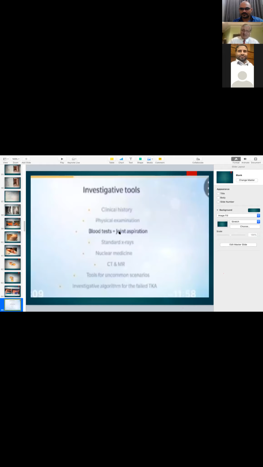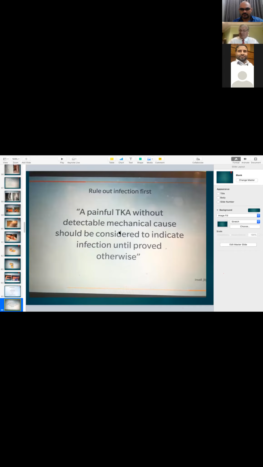Then we go to another tool, blood test and joint aspiration. I don't want to concentrate on it because of the infection. We have talked a lot about this. A painful total knee without a detectable mechanical cause should be considered to indicate infection until proven otherwise. Like amenorrhea is pregnancy until proven otherwise. Mechanical failure is infection until you prove otherwise.